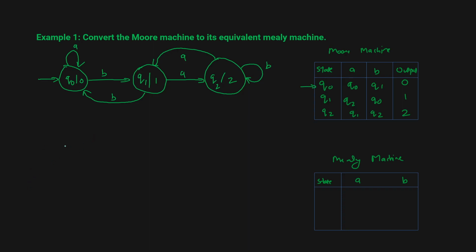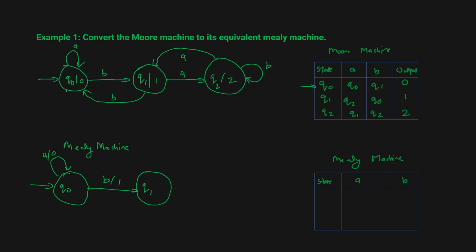So this is now the Moore Machine. Now let's construct the Mealy Machine. First, we have our starting state Q0. If you get input A in Q0, you go to Q0 itself, and the output associated with Q0 is 0. So when you get input A, you go to Q0 and the output is 0. Now, if you get input B, you go to Q1 where the output is 1. So B slash 1, and you go to Q1.